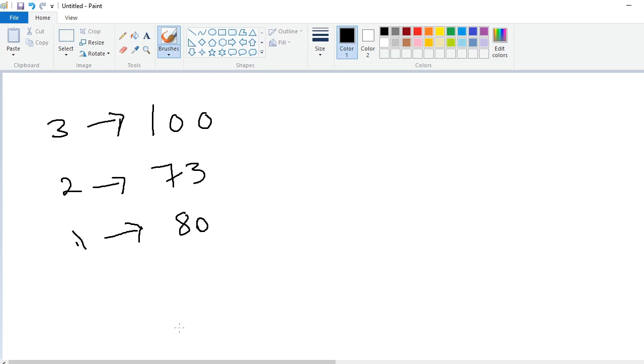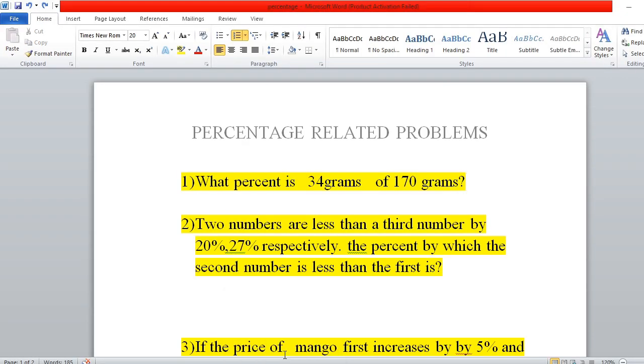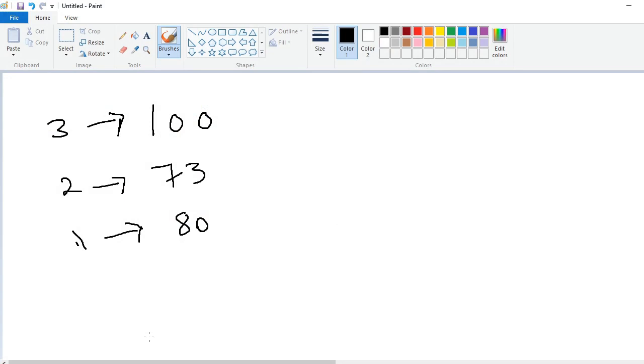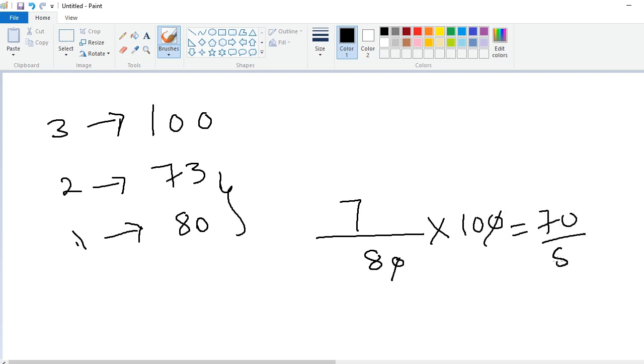Okay. Next, the question is: the percent by which the second number is less than the first is? Here, after "than" comes the first number, so for this problem the first number should be in the denominator. The difference between the first number and second number is 7, into 100. The zero cancels. 70 by 8 is equal to 8.75%. And third question.